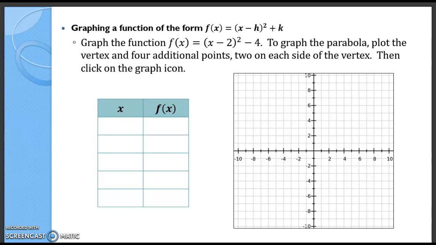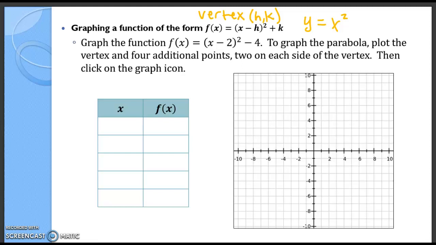Hey everybody, this video will discuss graphing a function of the form f of x equals x minus h squared plus k. So here again we have the parent function of y equals x squared, but now we have a vertex. Our vertex is always at (h, k).